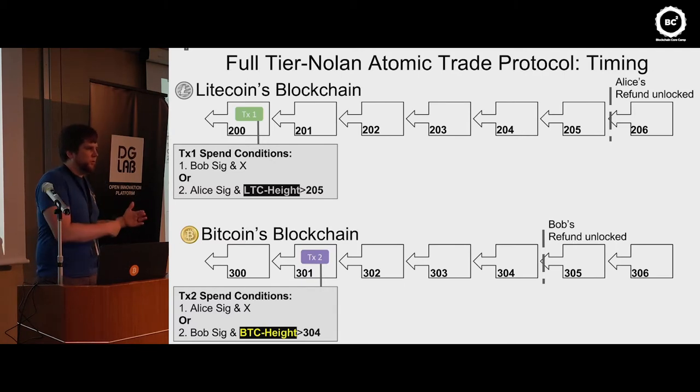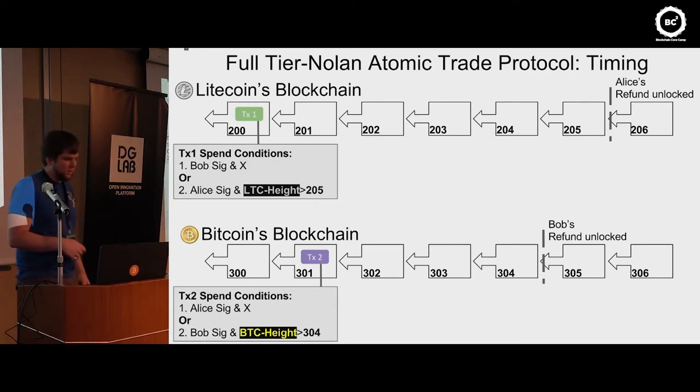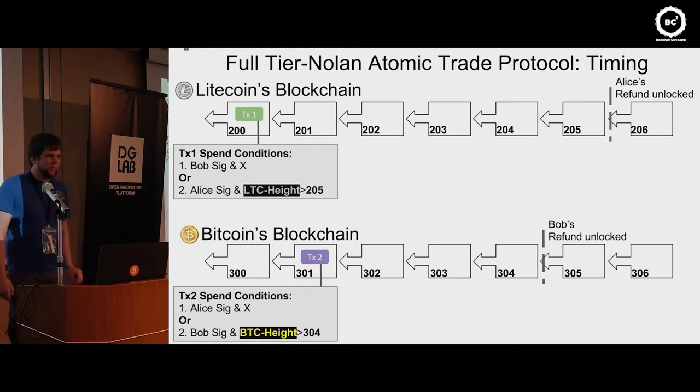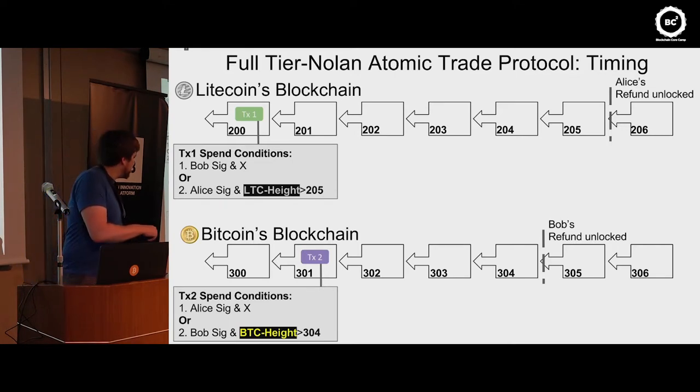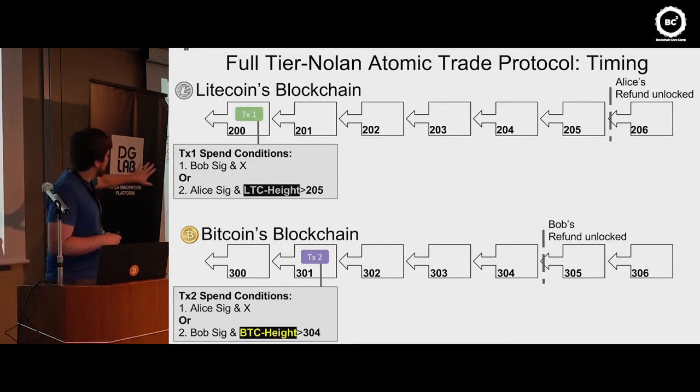However, for cross blockchain trades, different blockchains may grow at different rates. So in some circumstances, depending on which blockchains you're using, it may make sense to use a timestamp method rather than a block height method. We are assuming also that Bitcoin and Litecoin grow at the same rate. This is not strictly true.